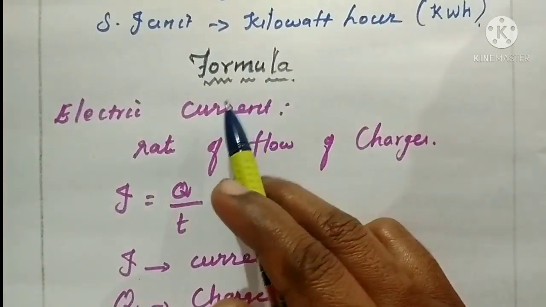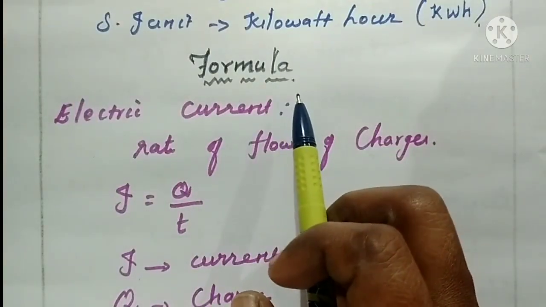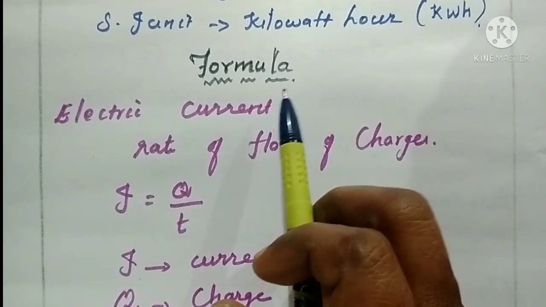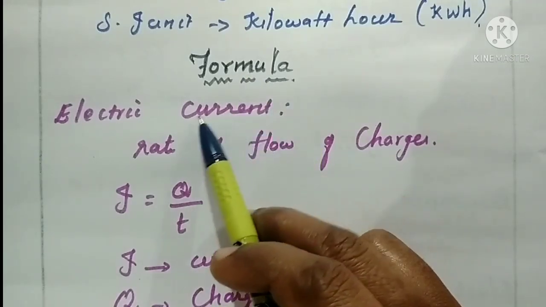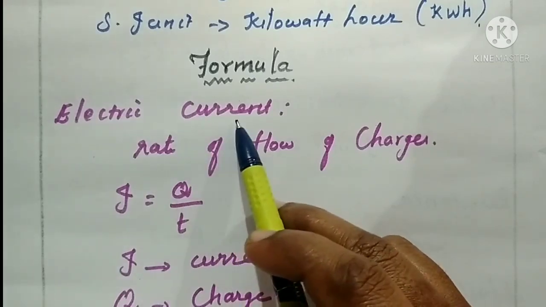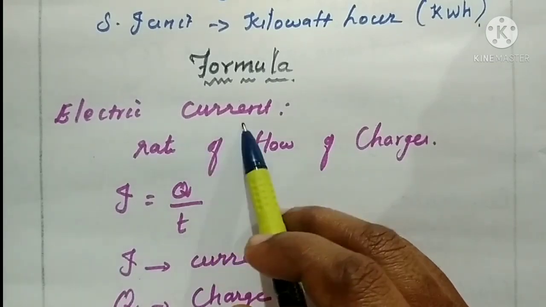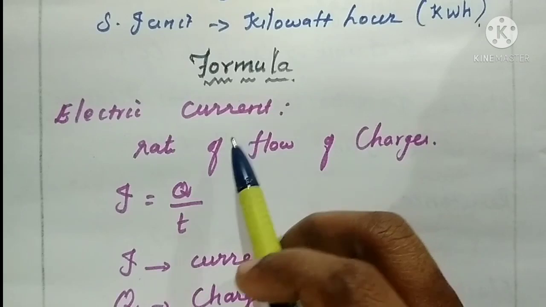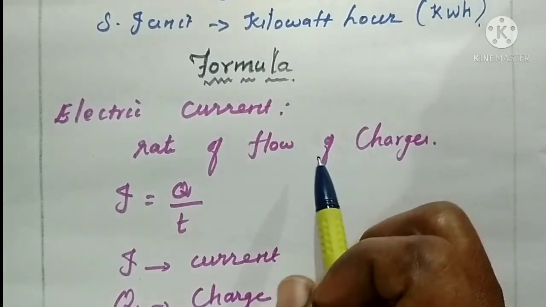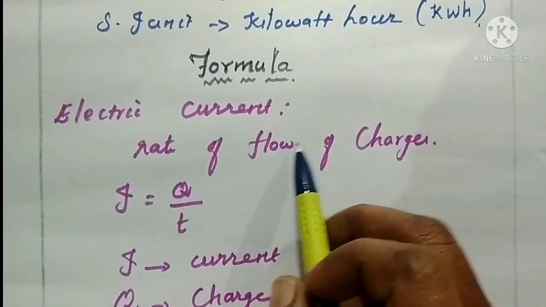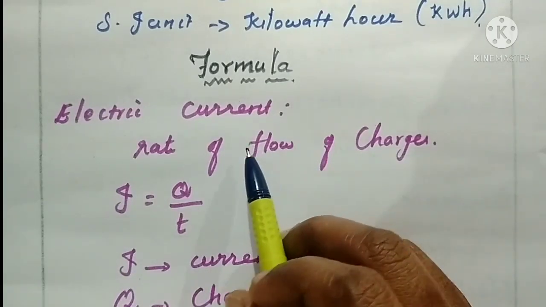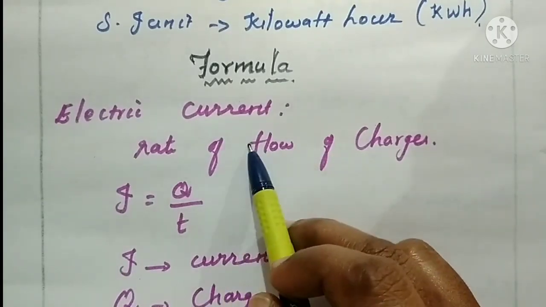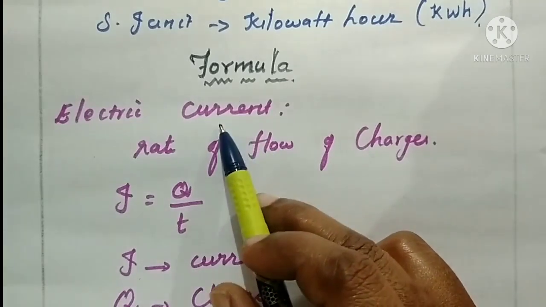And now we are going to learn some of the important formulas. It will be useful for doing sums. First one, electric current. You all know that. What do you mean by current? Rate of flow of charge is called current. That means the charge flowing per second is called current.